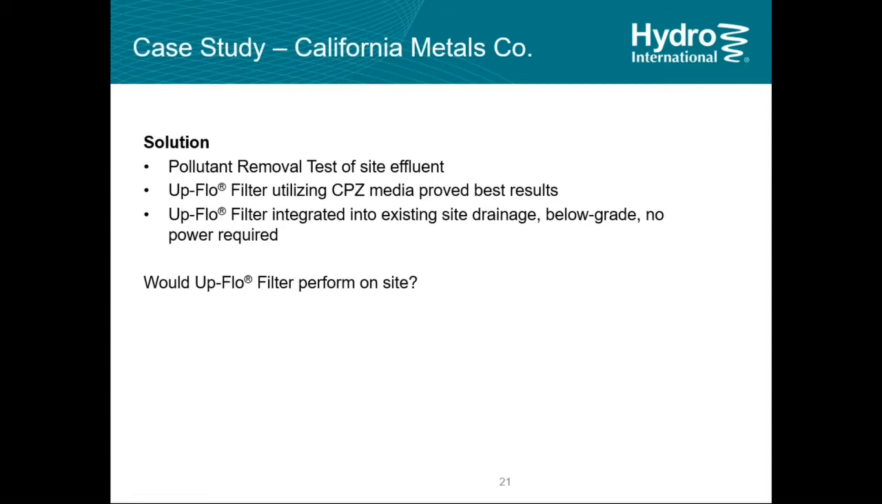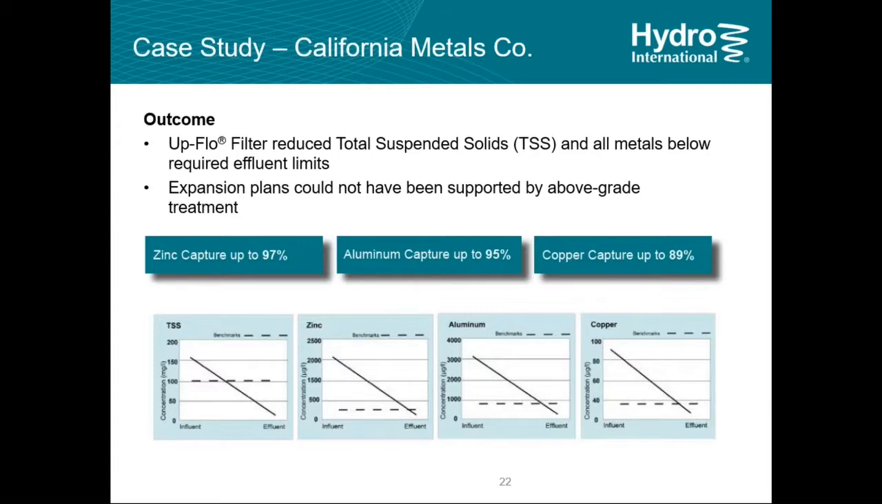The system would have been run over by construction equipment because of the expansion that was going on. The question was, would this system perform on site? The Up-Flo filter reduced the suspended solids and all the metals below the effluent limits. You can read along there, 97. We had excellent metals removal and brought it within their effluent limits. And in California, it was below their NALs, or essentially back to benchmark.